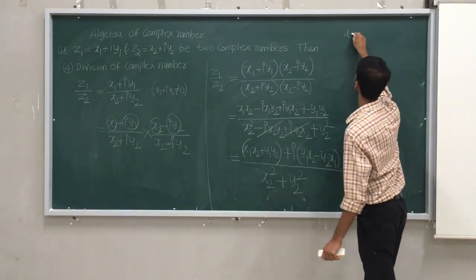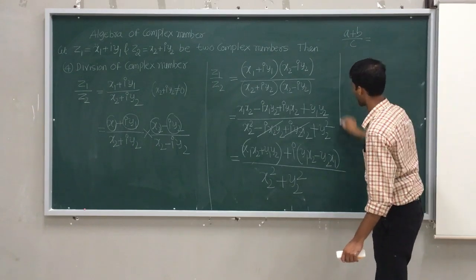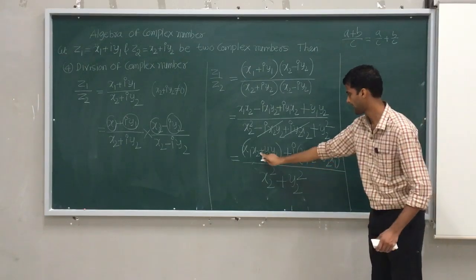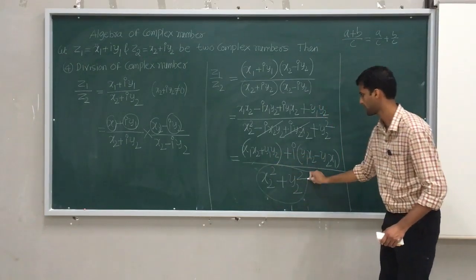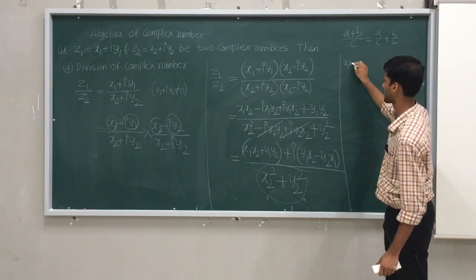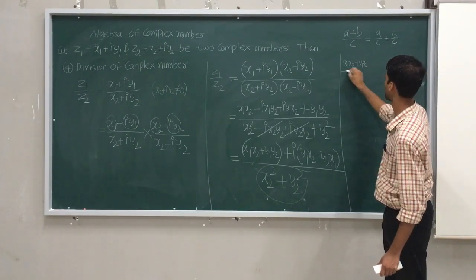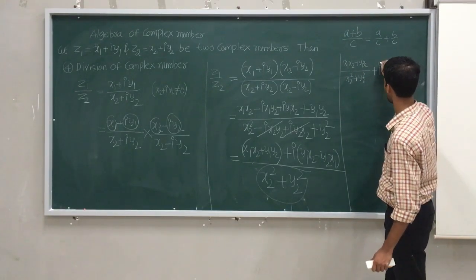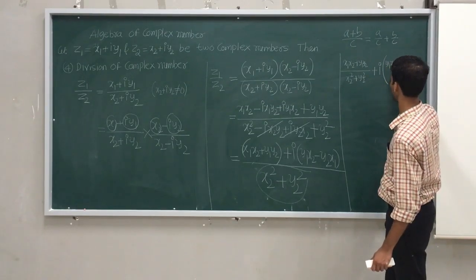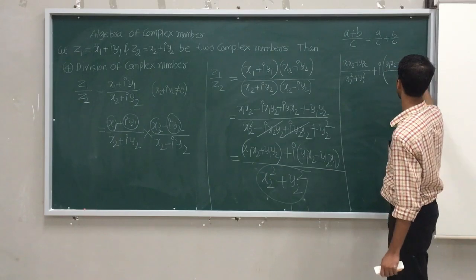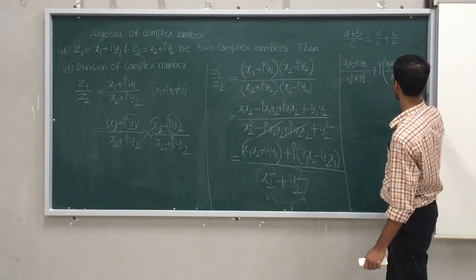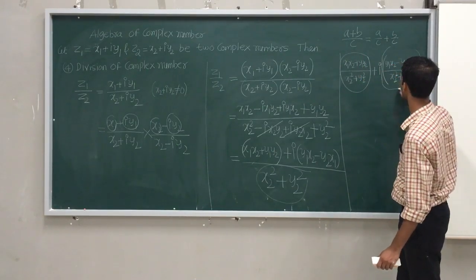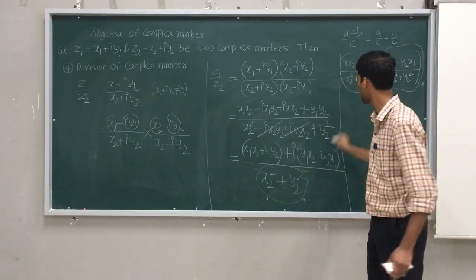So we all know a plus b by c is written as a by c plus b by c. Yes, it is a plus b, take c as a whole term. So you can write this as x1 x2 plus y1 y2 divided by x2 square plus y2 square, plus i times y1 x2 minus y2 x1 divided by x2 square plus y2 square. If you divide, again it is of the form a plus i into b. Again it's a complex number.